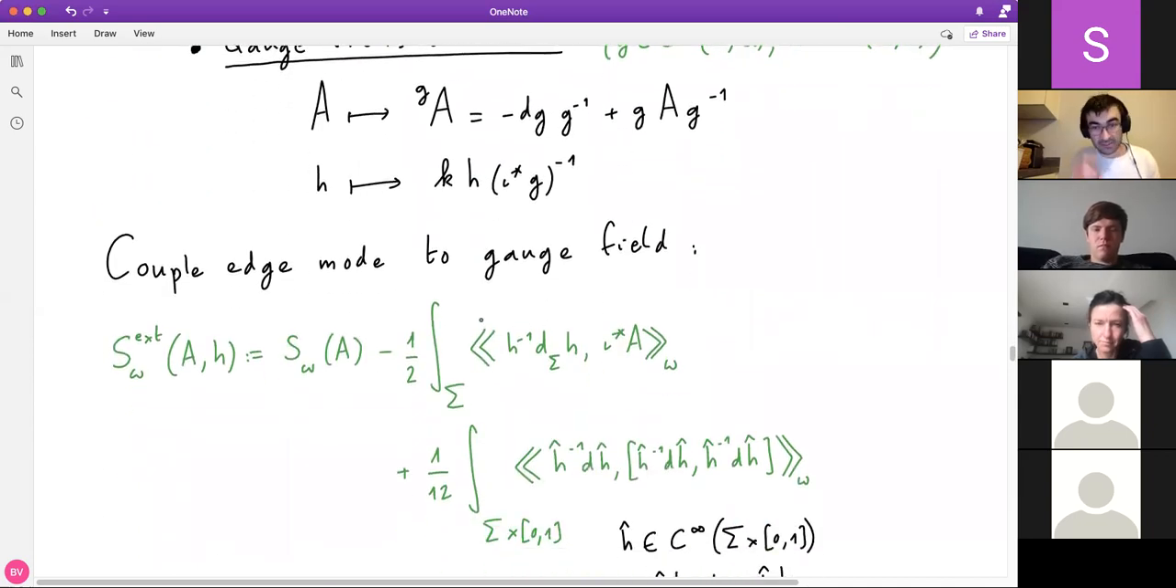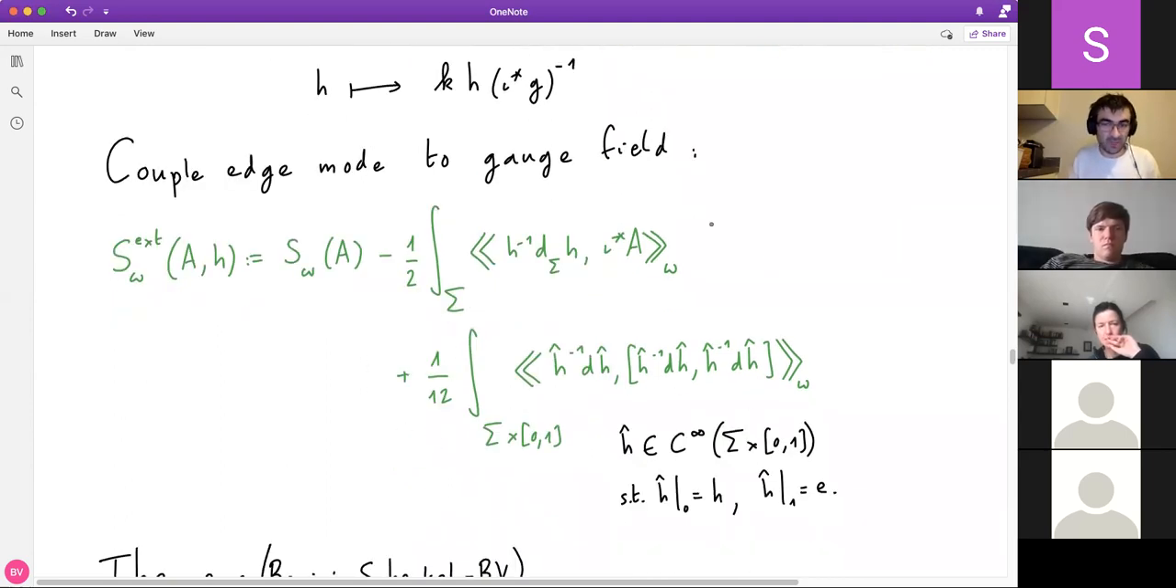So to get to this action for the two-dimensional field theory, we're going to keep working on the action for the 4D Chern-Simons theory. Now that I've introduced this alternative pullback, I should tell you how to write down an action for the gauge field coupled to the edge mode. It turns out that you can write down this action quite naturally. You take the original 4D Chern-Simons action and you add to it two terms, which depend on the edge mode and which couple the edge mode to the gauge field. And this coupling is such that the whole thing is gauge invariant. That's really what's going on.